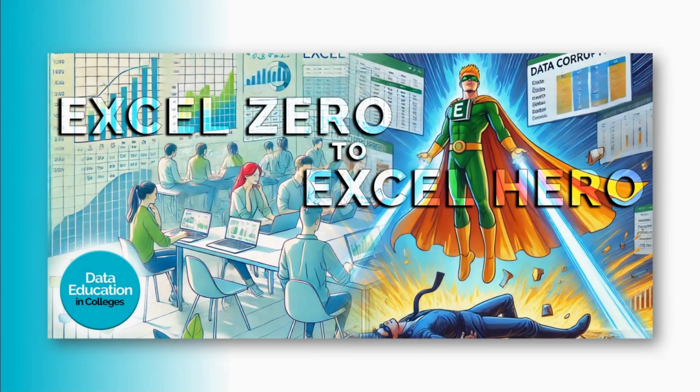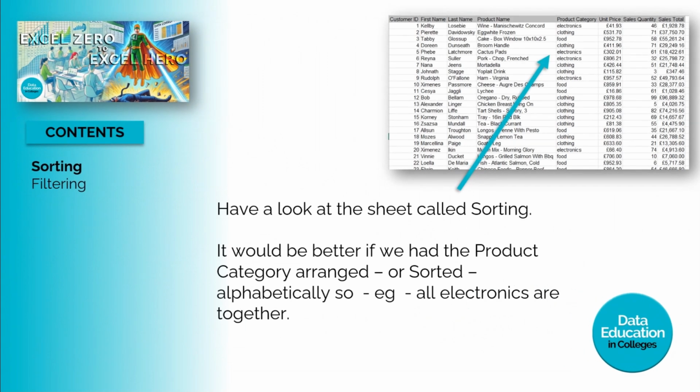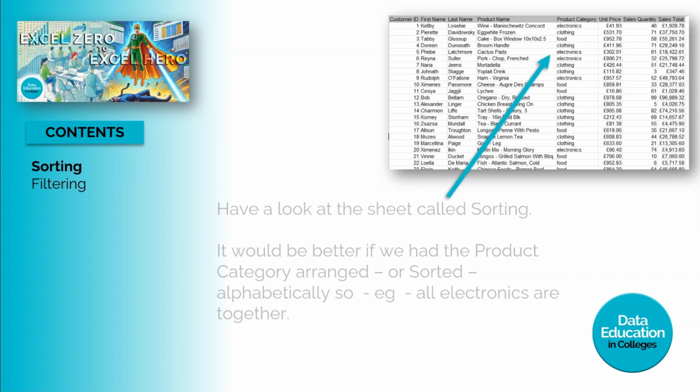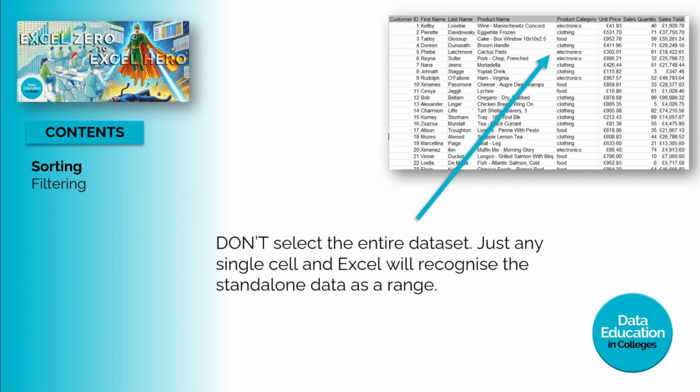Okay then, let's have a look at the sheet called sorting. It would be better if the product category was arranged or sorted alphabetically so all electronics were together. Actually, we're going to do better than that. We're going to sort in 2 levels. We'll sort the categories, then within categories we'll then sort by last name. No need to select the entire data set, just a single cell. Excel will recognise that standalone data as a range.